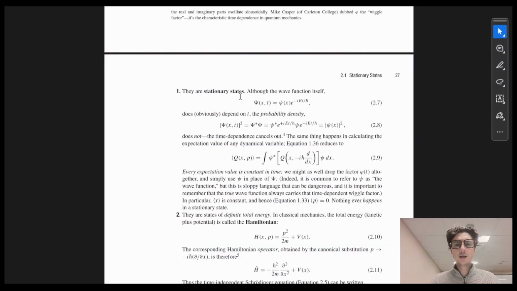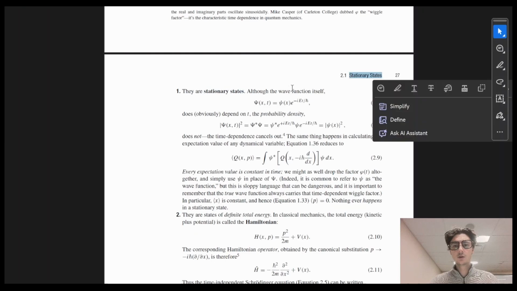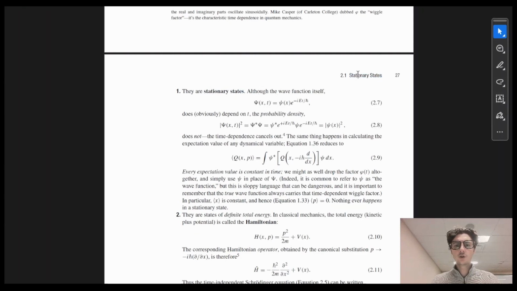1, they are stationary states. This is the section title, so it is pretty important and it's bolded. Although the wave function itself, psi of x and t, is equal to this position-dependent portion and this time-dependent wiggle factor, it does obviously depend on t. Probability density, which is the square modulus, or absolute value squared, or psi star psi, if it's a complex thing, is written here. If psi is complex, psi star psi is how you get the absolute value squared of a complex thing.